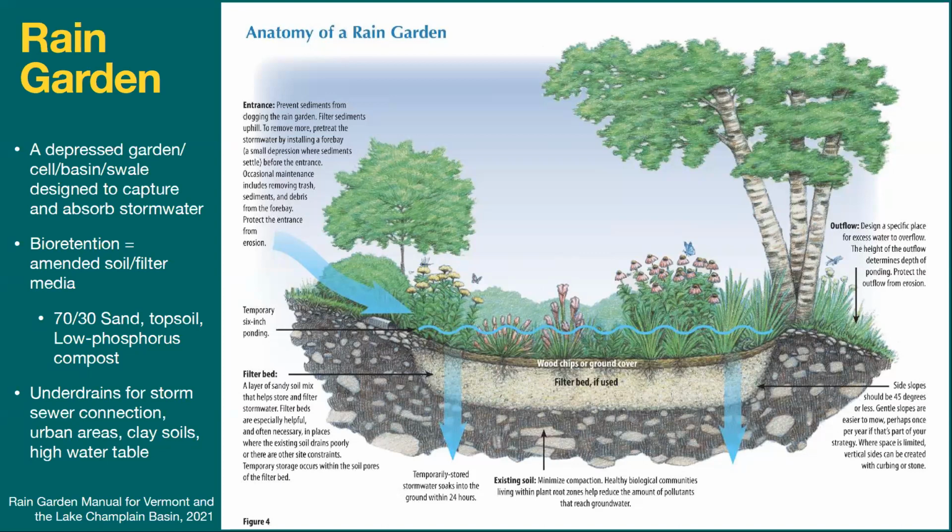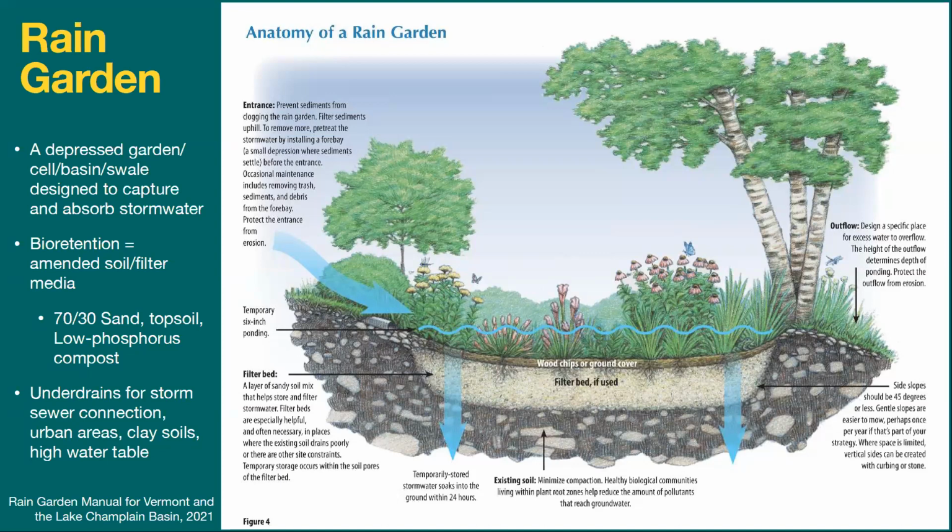This soil medium mix, so you can see here, it's shown as the filter bed. That is usually a 70-30 mix of sand and then topsoil and maybe some low phosphorus compost, ideally. And I'll get into that a little bit more later. But 70% sand, 30% topsoil, and some organic matter. You probably want at least like 5 to 10% organic matter. And that just increases infiltration rates and water retention capacity of the bioretention or the rain garden basin.